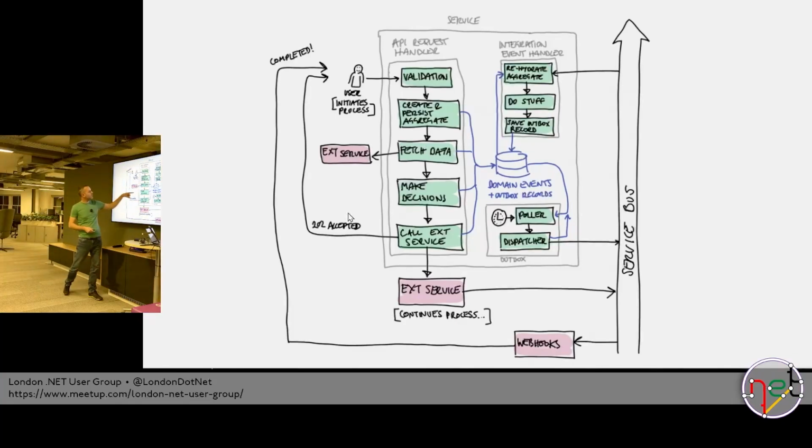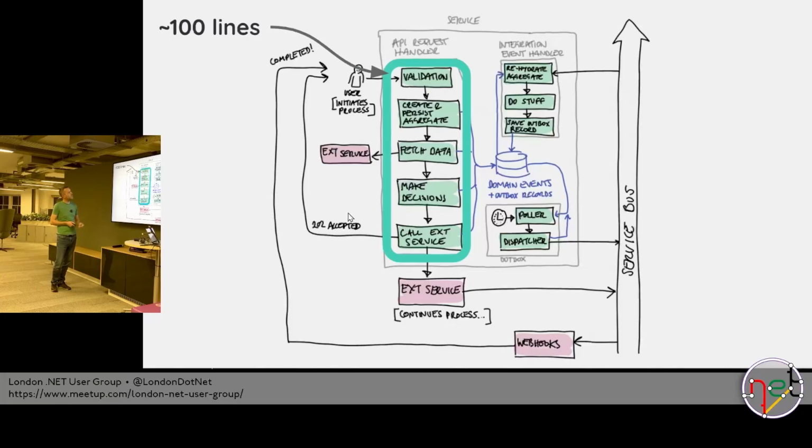So we've got 3 executables: we've got our API, we've got a background worker listening to messages, and another background worker polling for outbox records and dispatching them off. And so this is like a kind of anatomy of one of our services. And the context of my talk is really around this API request handler.